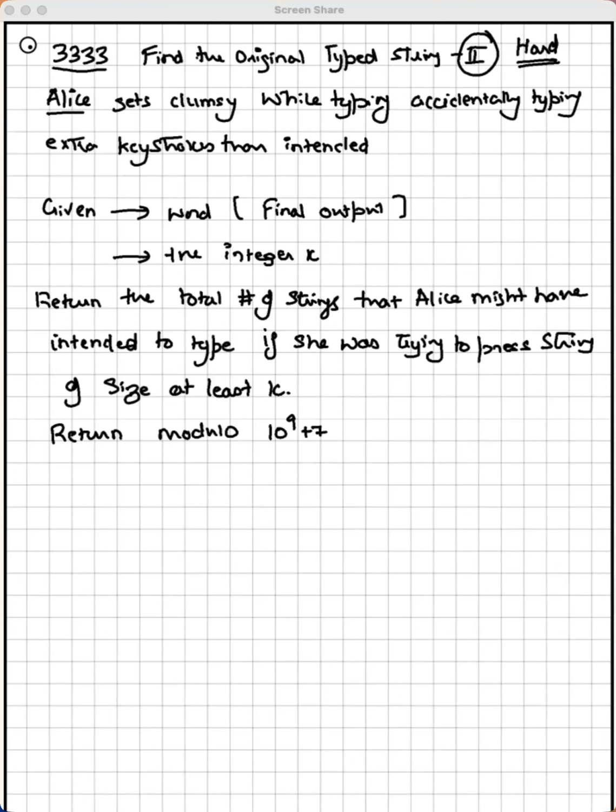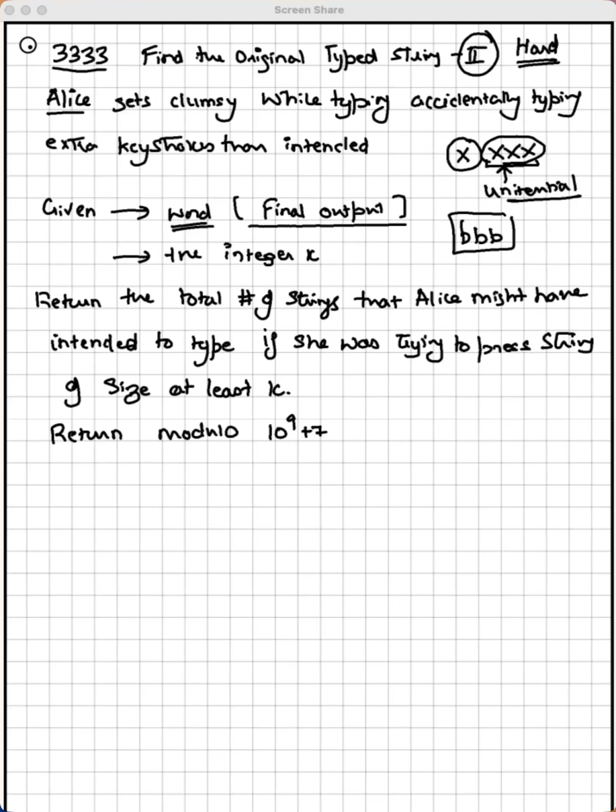So now in this problem, Alice is typing some characters and she accidentally presses the character button a little longer. So there's a long press, which, let's say she was planning to write X, because of the long press it leads to a few duplicates. Now this is unintentional. But in some cases they can be intentional duplicates. Now we are given the word, which is the final output, and we don't know which of the repeating characters in this final output are actually intentional and which are unintentional.